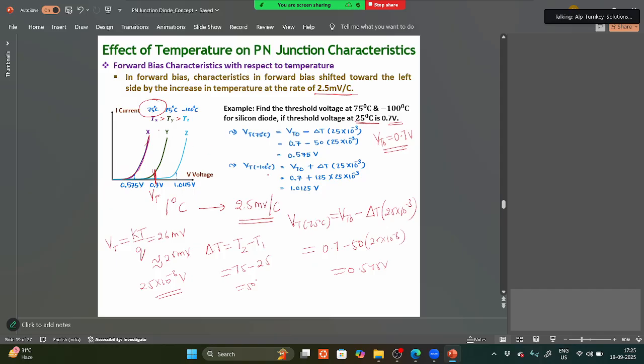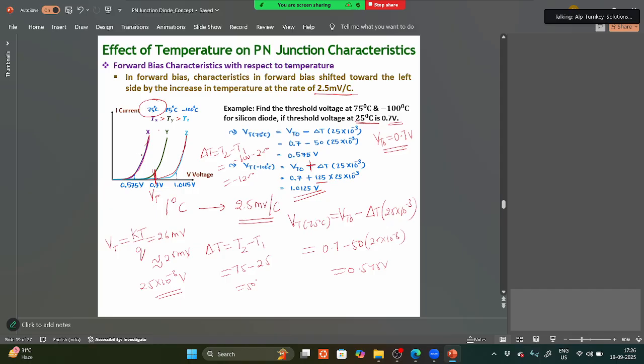Okay, next, if you decrease the temperature, what happens? The formula is Vt naught plus, why? The curve will be shifted towards right, so you need to take plus, and delta T equal to T2 minus T1, which is minus 100 minus 25. So here you are getting minus 125. Minus into minus means plus, so plus 125 into 25 into 10 power minus 3. You are getting the value as 1.0125.